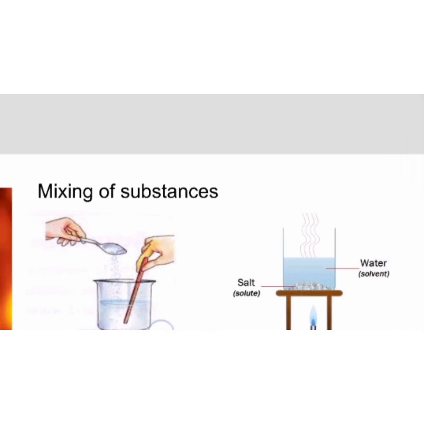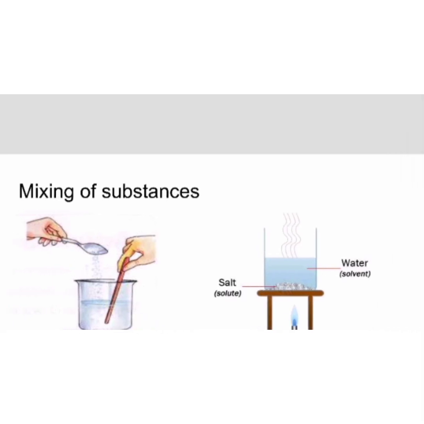So this change can be reversed. First we add the salt to the water, then we mix it, then we heat the salt water. We can separate the salt from that water. So this change can be reversed. So we find that a few ways to bring a change in a substance could be heating it or mixing it with another substance. Mixing can produce a change.